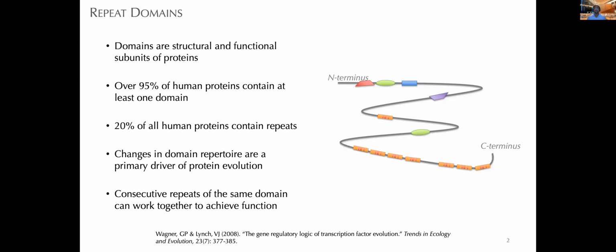As many of you probably know, domains are structural and functional subunits of proteins, and almost all proteins contain at least one domain. What's interesting for us is that about 20% of all human proteins contain consecutive repeats of the same domain. On the right, I have a depiction of a protein as a string, and domains are represented as shapes on that string. The consecutive repeats of the orange boxes at the end represent protein domain repeats. These repeats typically work together to achieve function, and changes in domain repertoire through domain duplications and losses are a primary driver of protein evolution.